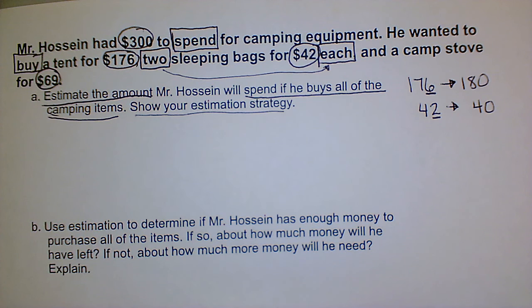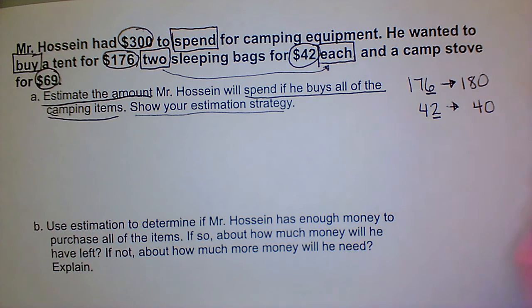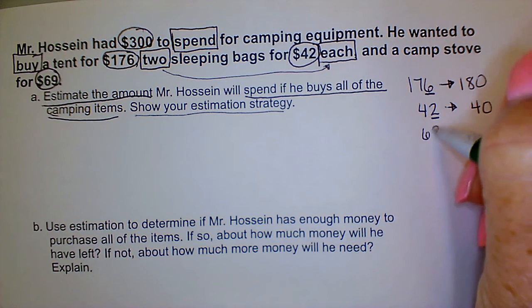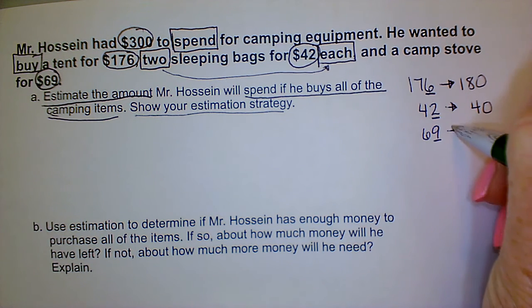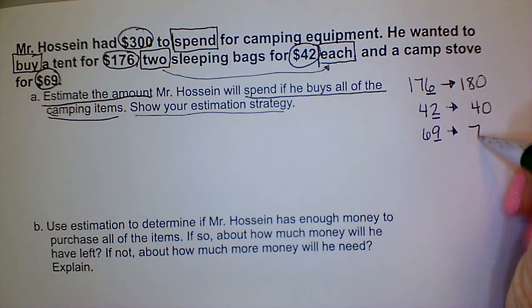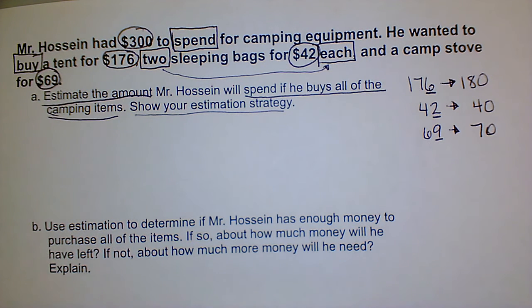It will go to 70, and why? Because the 9 is greater than 5. Yeah. Okay? So if it was 4 or less, it would go down. If it was 5 or more, it will go up.